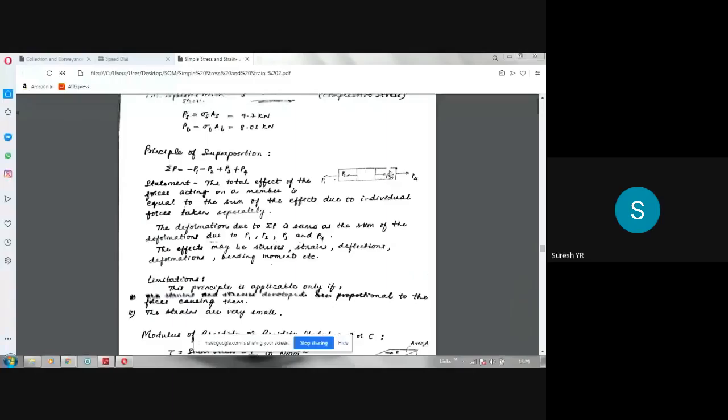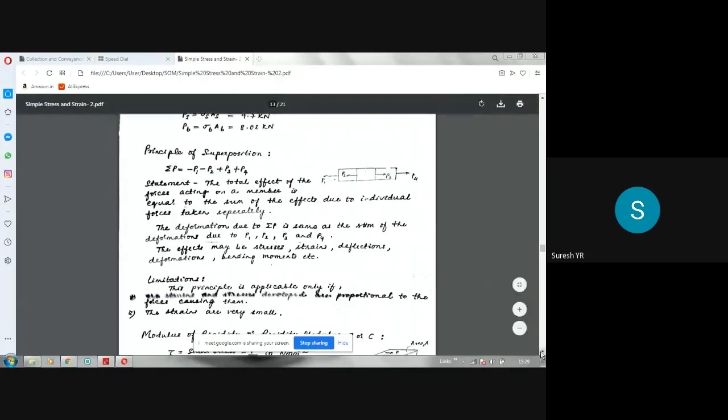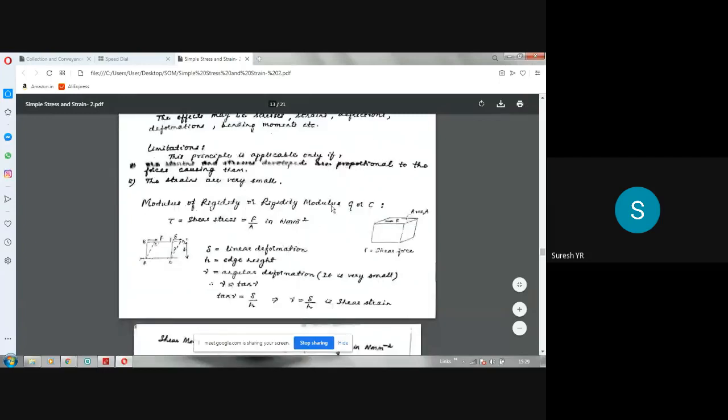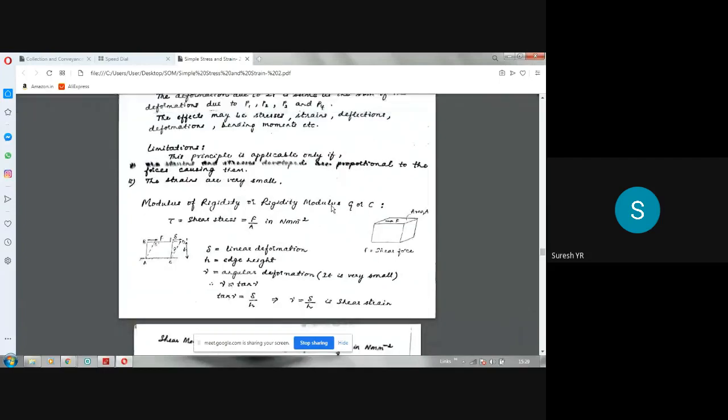plastic state. So if they are within elastic limits, strains will be very small. When these two conditions are satisfied, only then can this principle of superposition be applied. Otherwise, it cannot be applied. That is the meaning. Now, next, let us define the next elastic constant called modulus of rigidity, or rigidity modulus. You know about Young's modulus.